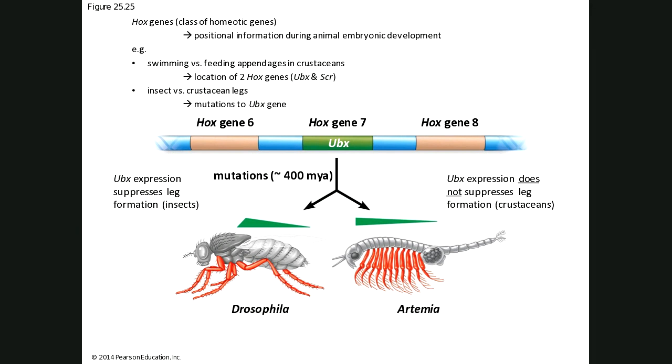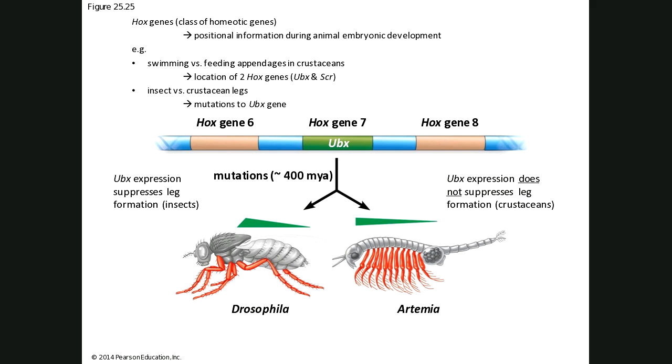And in the work that they've done, they found that in this one Hox gene, the UBX gene that you see there, UBX expression does not suppress leg formation in crustaceans. See, crustaceans first started out making lots of legs. But as time went on, there were too many legs, and more advanced insects have fewer appendages and legs. So what we think happened about 400 million years ago was a mutation to one of these Hox genes that began to suppress leg formation, and that's how insects came about.